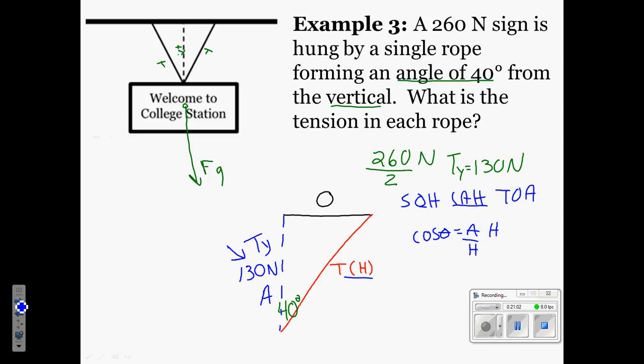So I get H by itself. Remember, I'm going to do this all in one fell swoop. So my H is my A, 130 newtons divided by the cosine of the angle, which is 40 degrees. And you will get 170 newtons. And that is how you calculate the tension force for a sign.